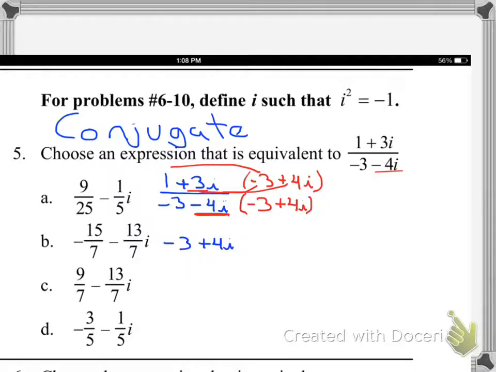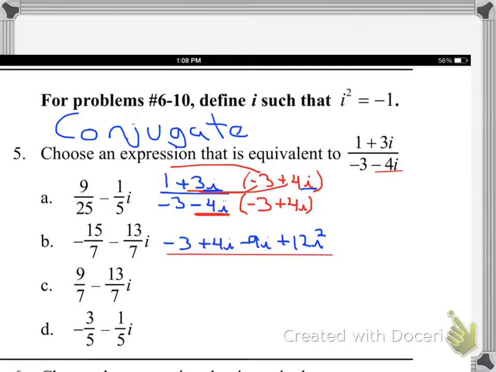And that gives you 3i times negative 3 is negative 9i. And 3i times 4i is positive 12i squared. Don't forget that whenever you multiply the i times the i, it will act like a variable, so you still need the square.